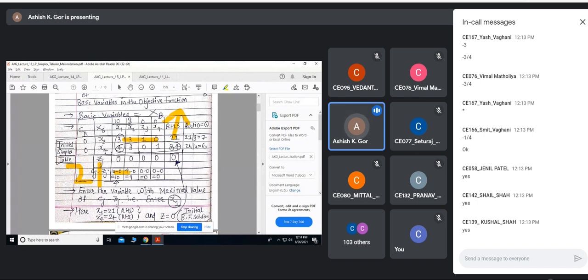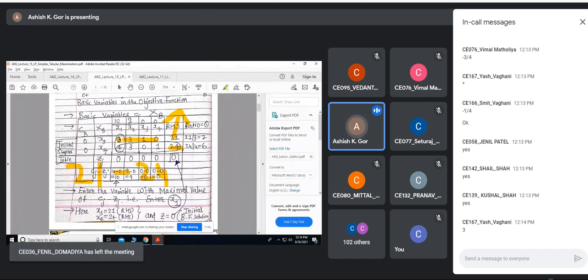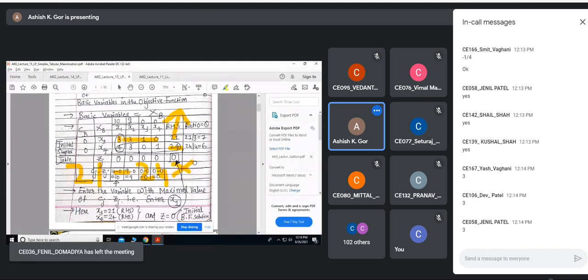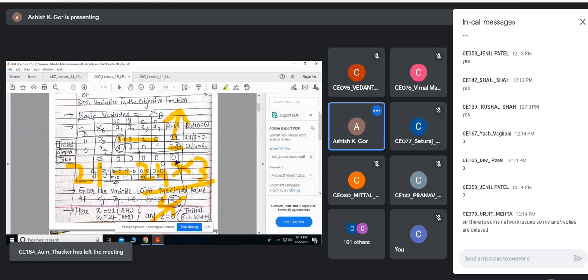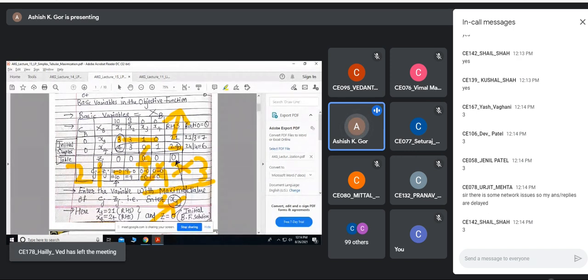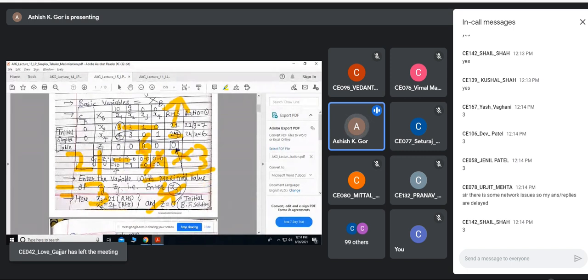21 minus corresponding key row, 24 value. Corresponding key column value, 3. Divide by pivot. So 4, 6 are 24. 21 minus 18, which is equal to 3. So this value will be 3.